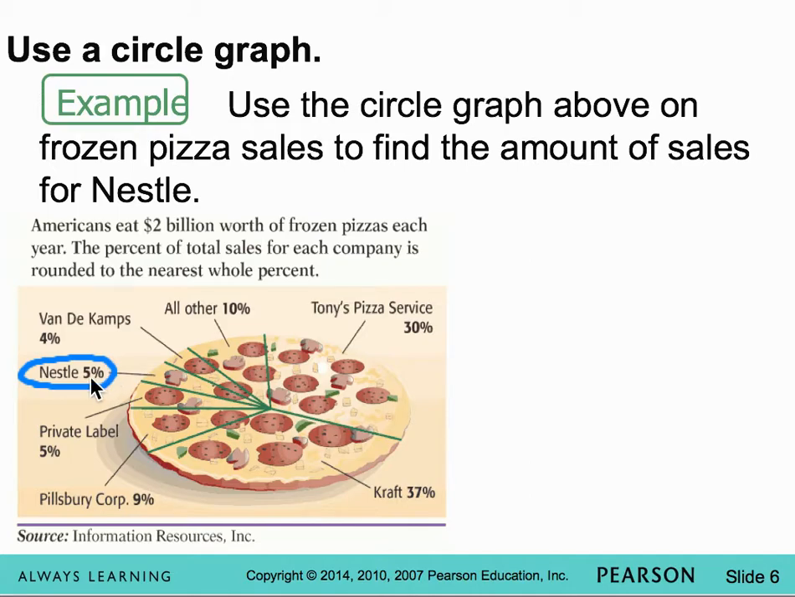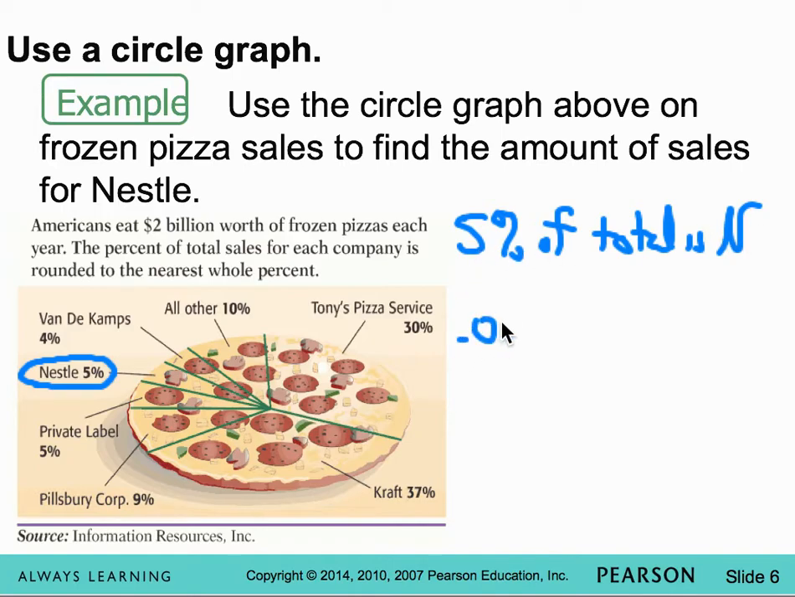All right, here's Nestle. So Nestle is 5% of the total. I can kind of say that 5% of the total is Nestle. Remember our percent equations? This is exactly what that is. So that's 0.05 of total. Hey, here's the total. They're telling us up here, 2 billion. So 0.05 times 2 billion is Nestle.